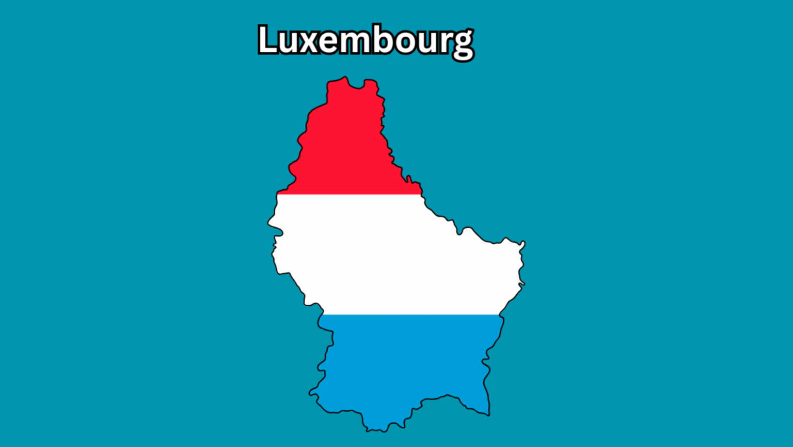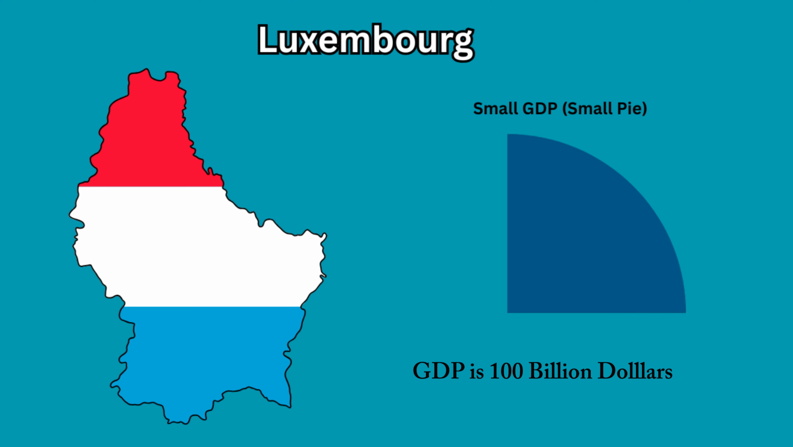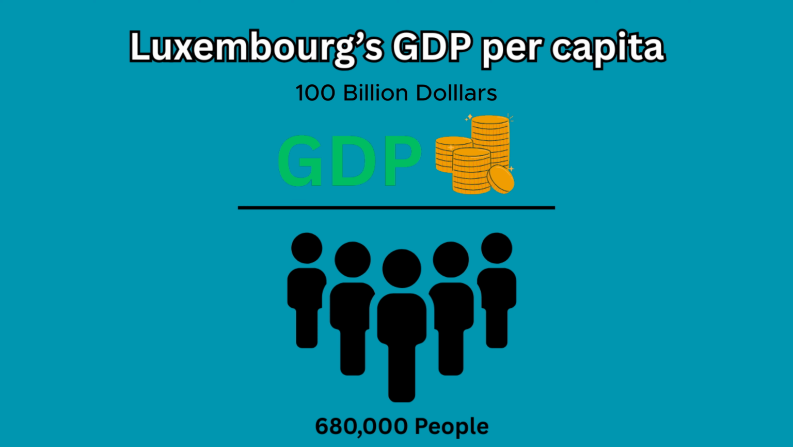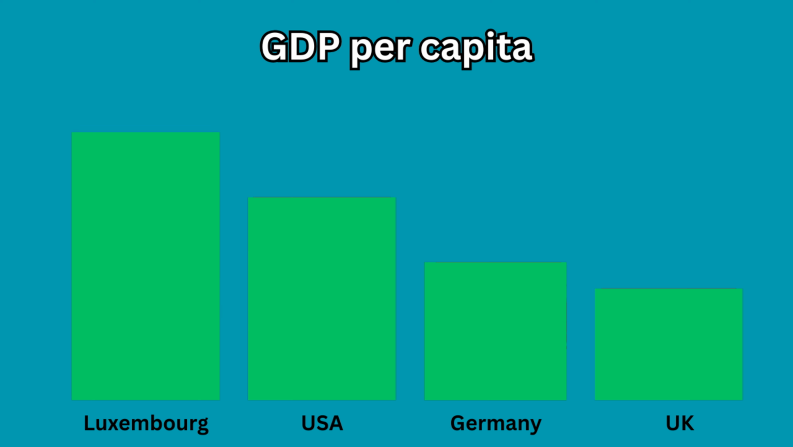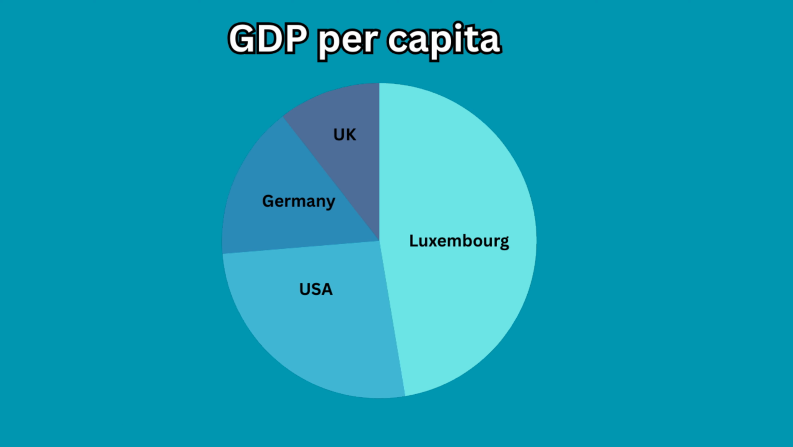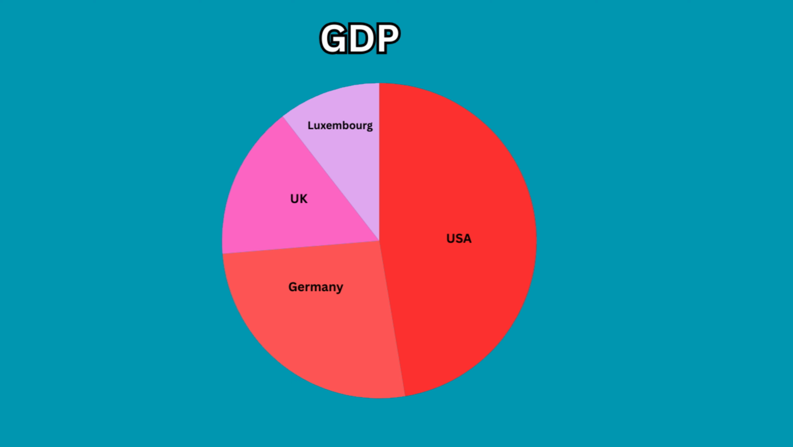Now look at Luxembourg. Luxembourg's total GDP is small, at around $100 billion, so the pie is small. But its population is tiny. When you divide Luxembourg's GDP by its small population, GDP per capita becomes very high, over $120,000 per person. Each person's slice is much larger. That's why Luxembourg has the highest GDP per capita in the world, even though its total GDP is far smaller than the United States.